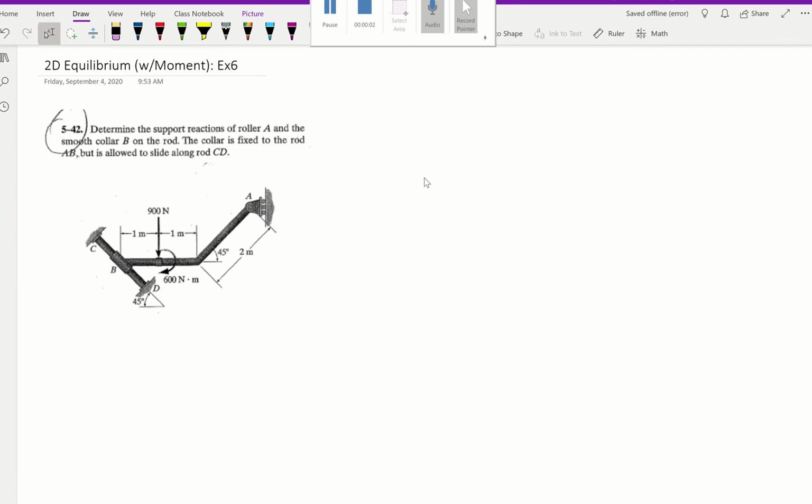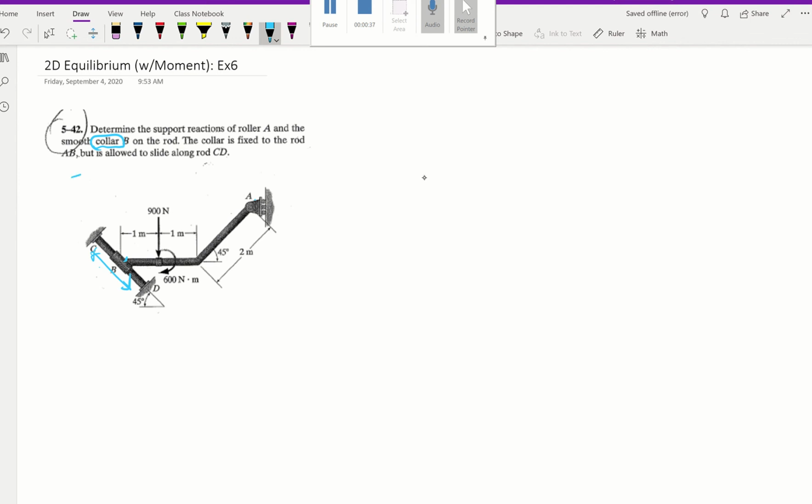In this problem, we're looking at another example of 2D equilibrium. This will have its own uniqueness. We need to find the support reaction at roller A and a smooth collar, so that's a difference. That's something unique: the smooth collar B on the rod. The collar is fixed to the rod AB, however it is allowed to slide smoothly along the rod CD.